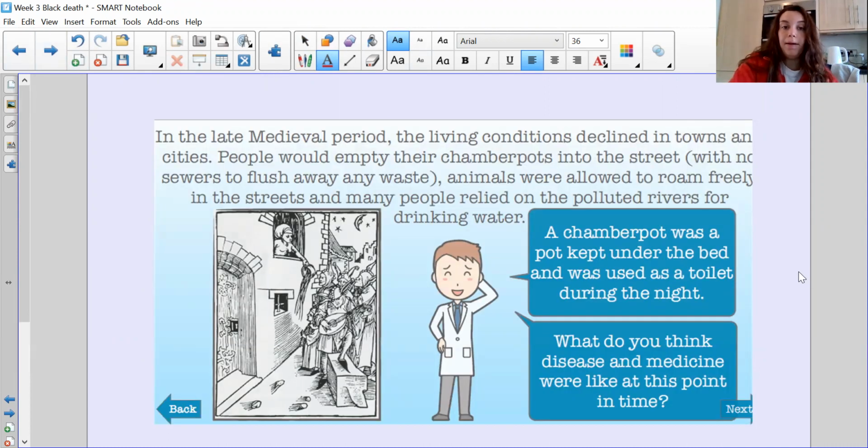So in the late medieval period, the living conditions declined in towns and cities. People would empty their chamber pots into the streets with no sewers to flush away any waste. Animals were allowed to roam freely in the streets, and many people relied on the polluted rivers for drinking water. A chamber pot was a pot kept under the bed and was used as a toilet during the night. And then they threw them out onto the street. So what do you think disease and medicine were like at this point in time?